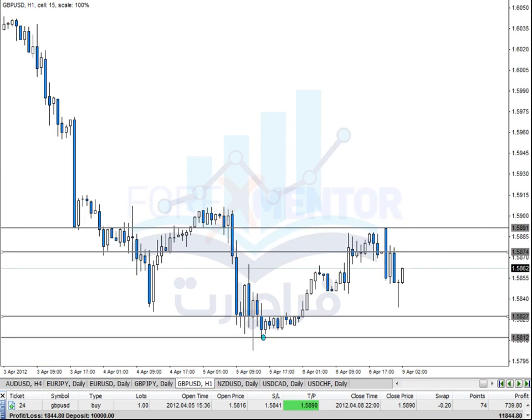So nice little trade there. That was a bullish Gartley on the 5-minute chart. We risked 15 pips for 74 pips on the target.